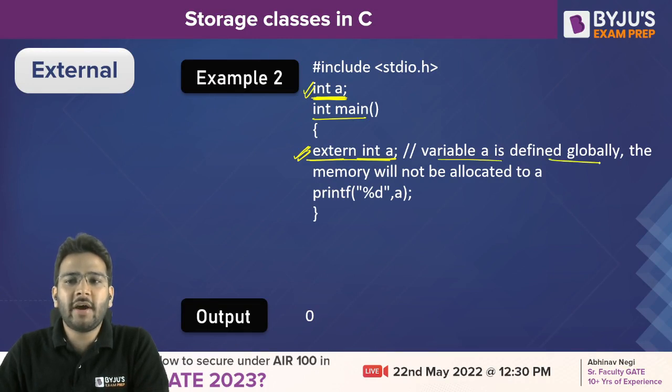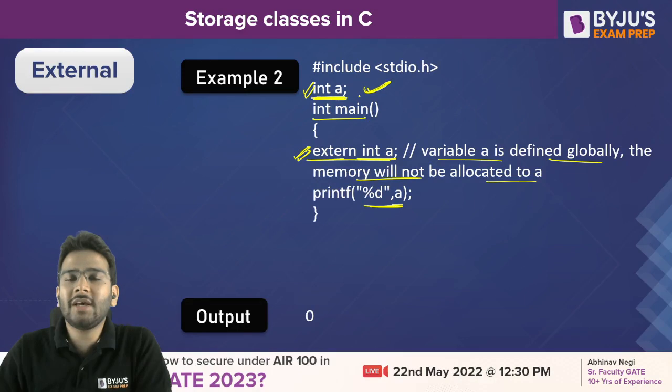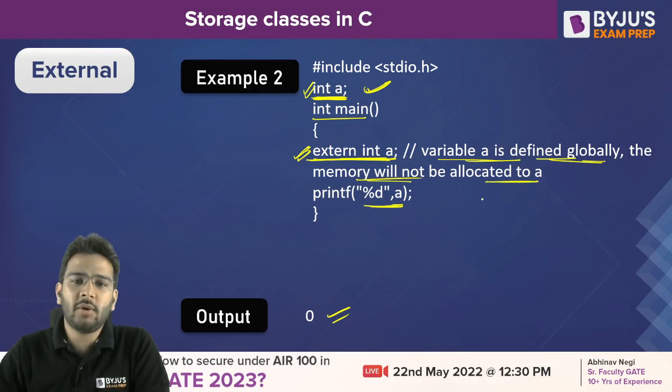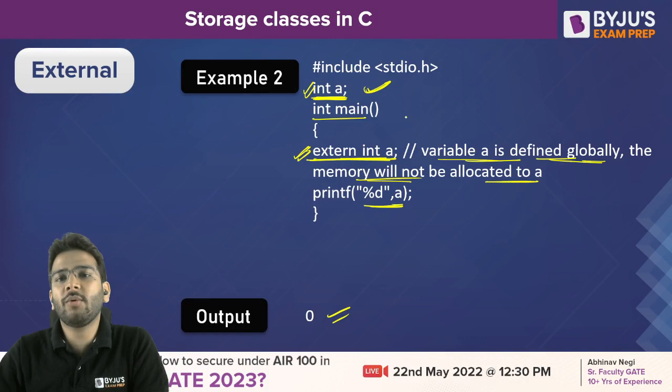Now, variable a is defined globally. Yes, the memory will not be allocated to a. So if you are printing the value of a, we have declared it, but we have not initialized the value of a. So in this case, it is going to print the default value, which is 0. So this extern int a statement just indicates that we are going to define a globally and memory will not be allocated. Memory will be allocated when we are going to initialize that.